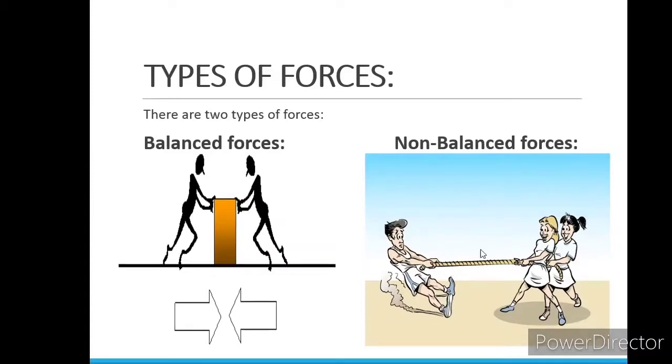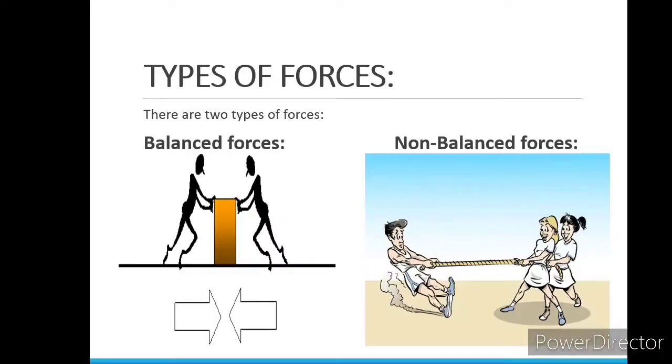So what happens? The rope starts to move towards the direction where the force is more, where the girls are. The girls are pulling the rope towards themselves, also dragging the boy along with them. So unbalanced forces are the forces which are not equal and act in the same direction. They produce a change in the state of motion or direction of the object.